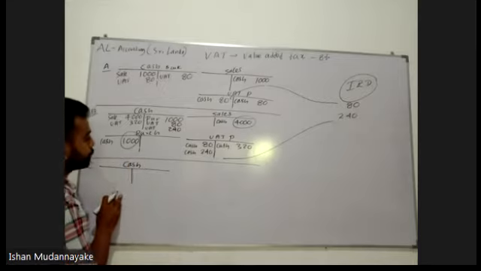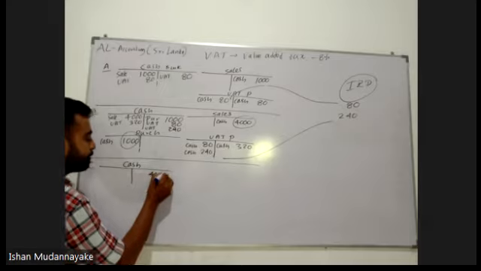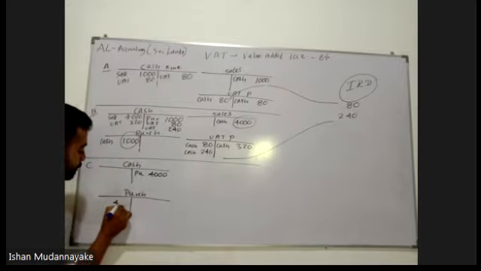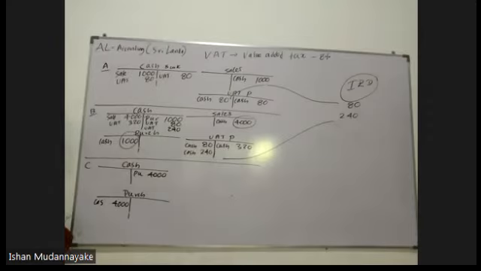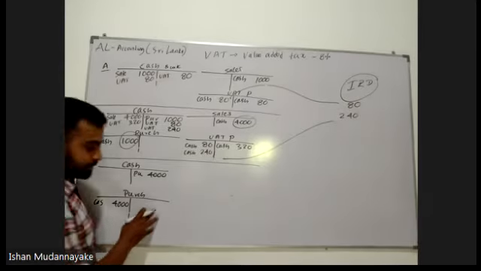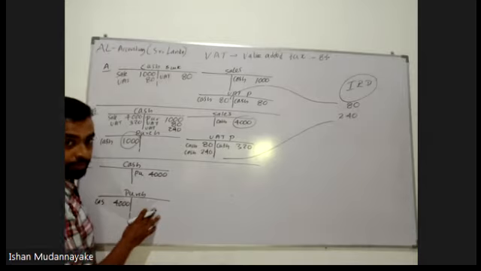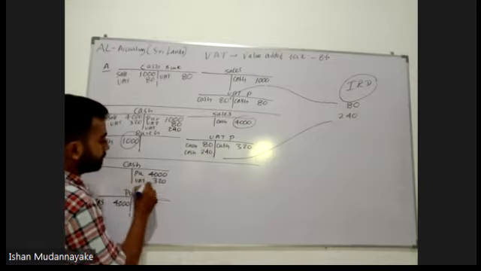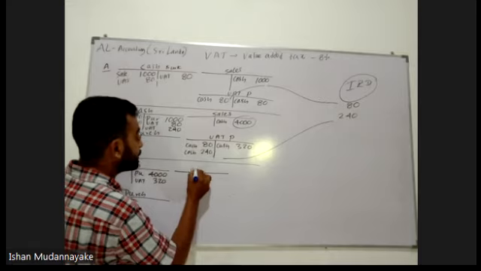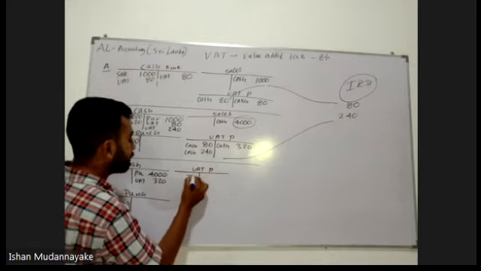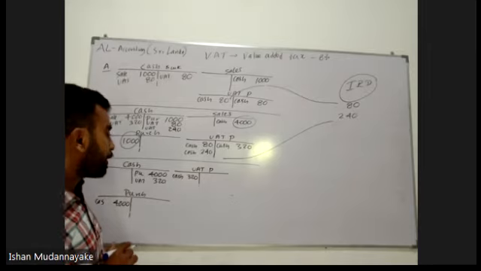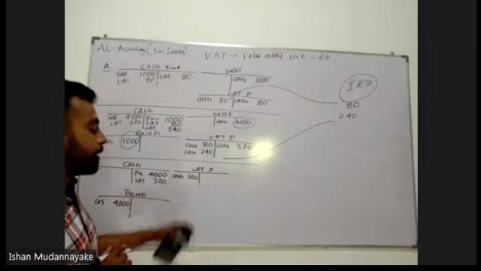Cash paid 4,000, so cash book credit 4,000, purchase account debit 4,000. Company C paid 4,000 to company B for purchases. And then another 320 paid to company B. So cash book credit 320, VAT payable account debit 320. Company C paid 320 to company B.